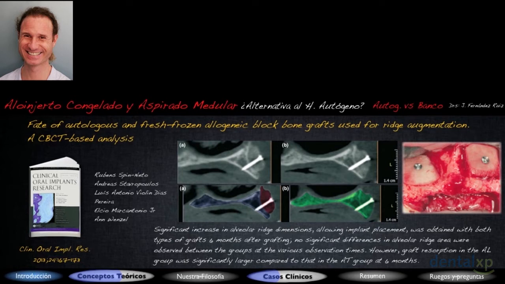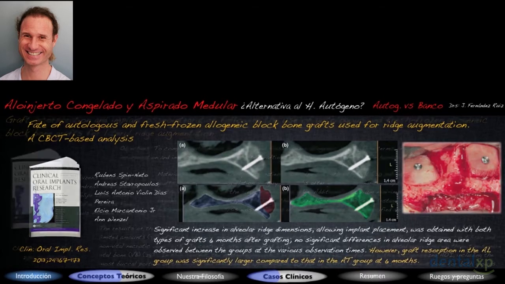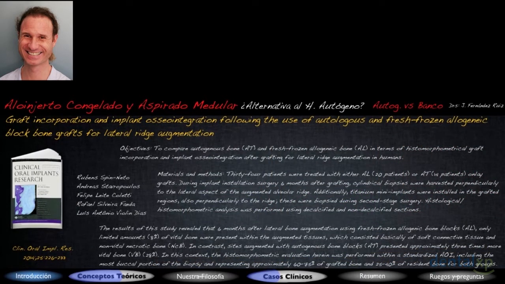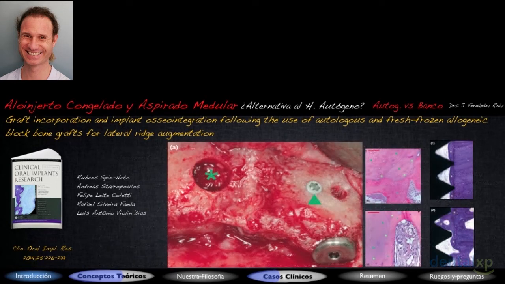In this sense, in this paper, Rubens Spinetto, 1 year after, did the same, and he encountered results that were similar to the ones he encountered before. He did some implant placement, and then he took some biopsies at this time, and he found that autogenous bone graft behaved better than the allogenic bone graft. And this is the histology of the allogenic bone graft and the autogenous bone graft.